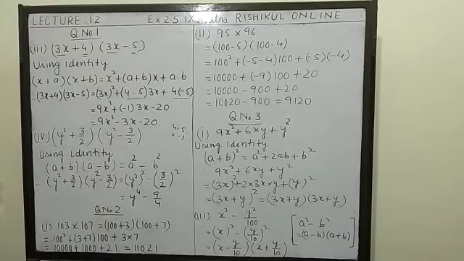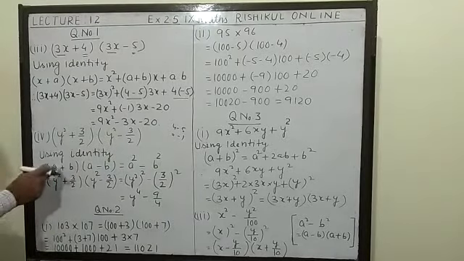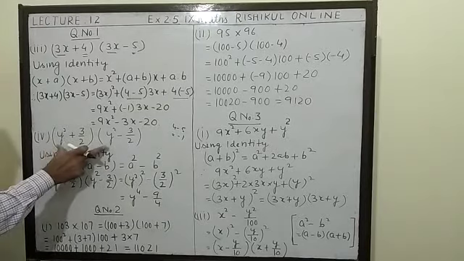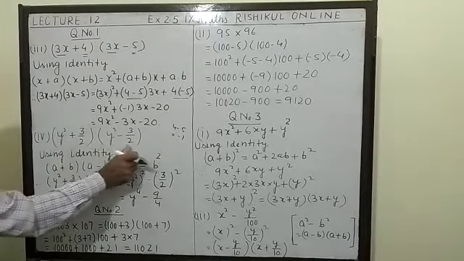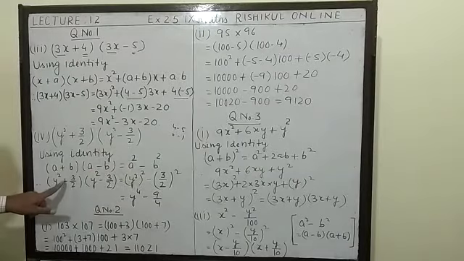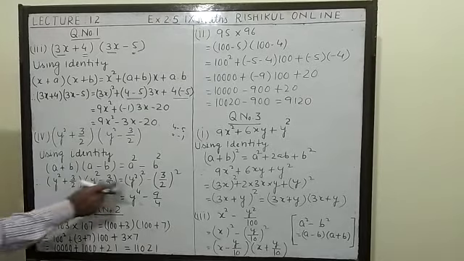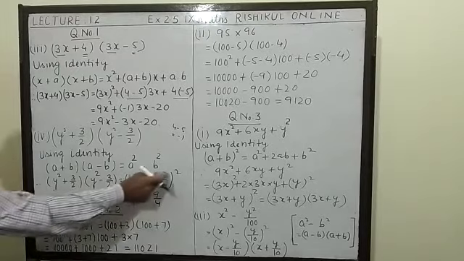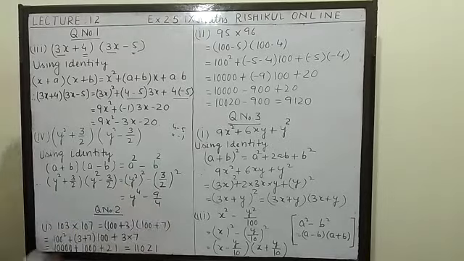It is clear? Now see the fourth part, (y² + 3/2)(y² − 3/2). You see this identity, (a + b)(a − b) equals a² − b². Because here y² is the same, 3/2 is plus and minus. Then you use this identity: in place of a, y² whole square, minus in place of b, (3/2)². So y to the power 4, 3 square 9, 2 square 4.